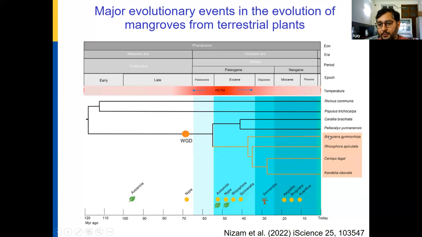And they are different from other terrestrial plants like Ricinus and Populus, and you can see this phylogenetic tree. It shows a different lineage for the mangroves. So it means that they have evolved a different kind of mechanisms through this evolutionary divergence and whole genome duplication.